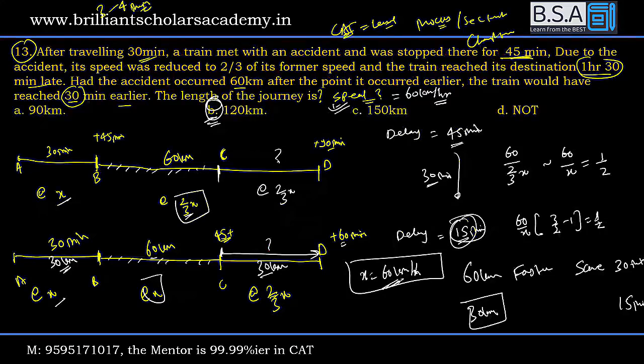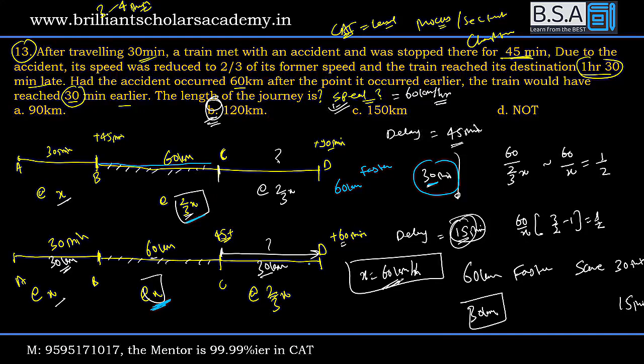Now, here, what was the question? The question was to find the distance between the 2 points, or total distance of journey. See, here, focus on this part. I can do it with equation also if you want. When 60 kilometers were traveled at a faster speed of x as compared to slower speed of 2/3x, what was the saving in time? 30 minutes was the saving. When you travel 60 kilometers faster, you save 30 minutes.